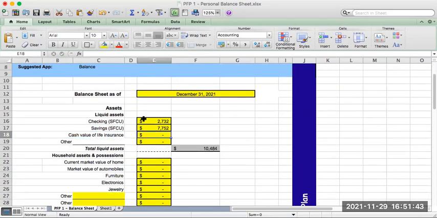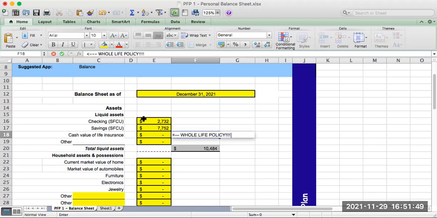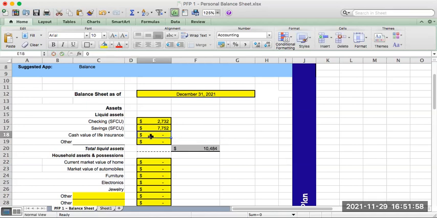Cash value of life insurance. This is if you have a whole life policy. Most people do not. So at least 90% of the time when someone puts a value in this cell here, cash value of life insurance, they're wrong. And whenever someone puts a value in, I usually comment on their assignment before I give them a final grade. I go, hey, are you sure about this? Check your life insurance. This is not the value that will be paid out upon your death.